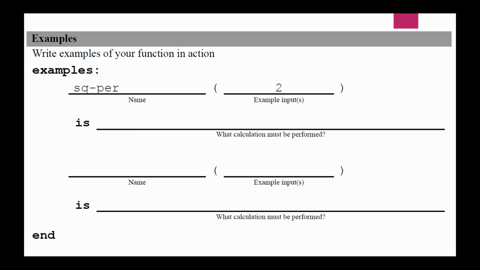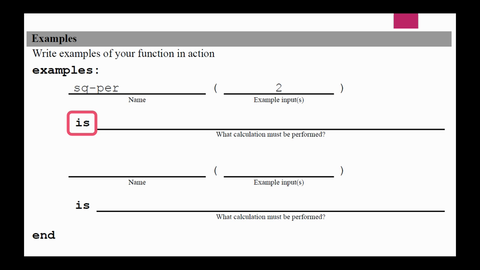So this first line is partially filled in for us. So we have the function name, which is Squipper. And then in parentheses, we have a number. And that is an example input. So this first line is saying that the square perimeter function is going to input the number 2. So if we input the number 2, that is representing the length of our square. So what is the perimeter of a square with a length of 2?